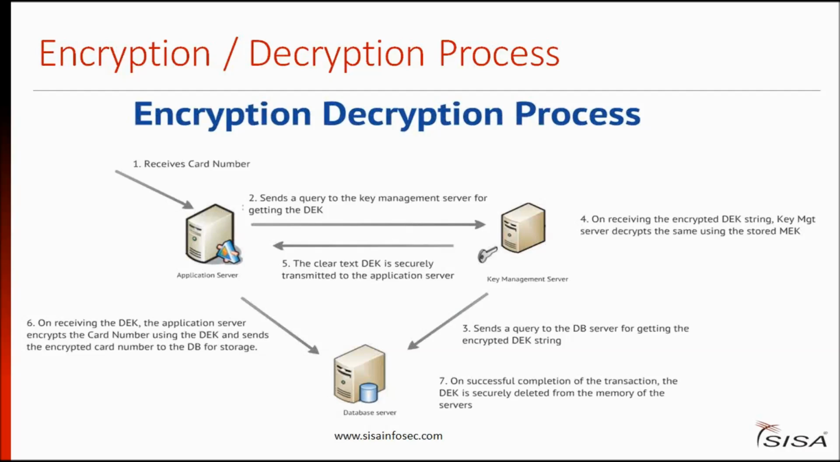So just to give you a brief overview on the encryption decryption process. Once we receive the card number, the application server queries the key management server, or the KMS, for getting the DEK, the data encryption key. The key management server then gets the encrypted string of the DEK from the database server and decrypts the DEK based on the MEK, which is stored within the key management server. The clear text DEK is then passed to the application server for encrypting or decrypting the data.